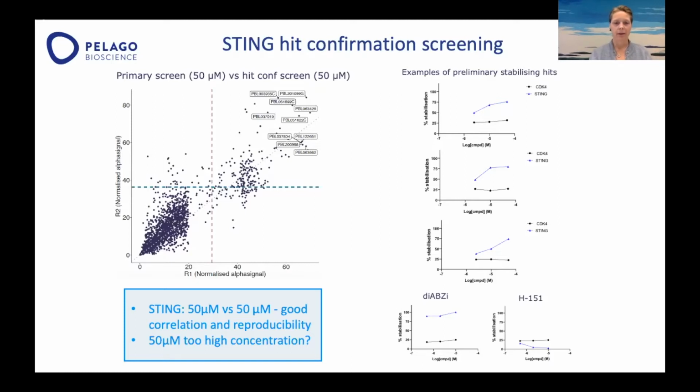And the hits here in the middle are probably compounds that are active on CDK4 but have no effect on STING. On the right, you see some preliminary stabilizing compounds for STING with no effect on CDK4. And at the bottom, we see the diABZI agonist on STING that nicely stabilizes STING, and also the covalent inhibitor nicely destabilizing STING.